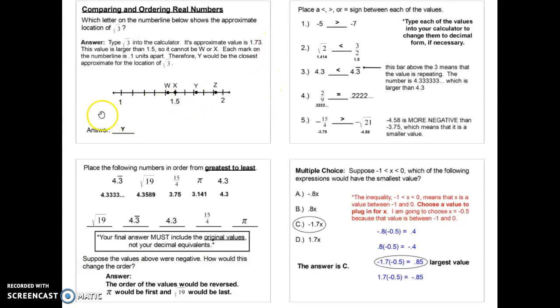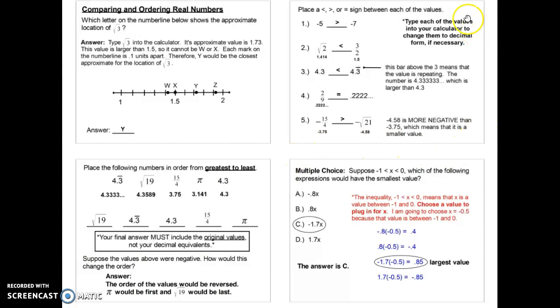Okay, now, if you notice on the number line, it goes from 1 to 2, and each marking goes up by 0.1. Okay, so 1.73 is going to be bigger than 1.5, which means answer choices W and X are definitely out. Okay, so if that is 1.5, we then have 1.6. This would then be 1.7, which then means that answer choice Y would be the closest to 1.73 or the square root of 3.